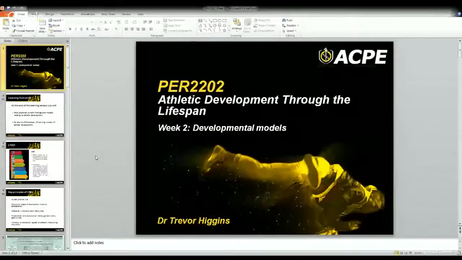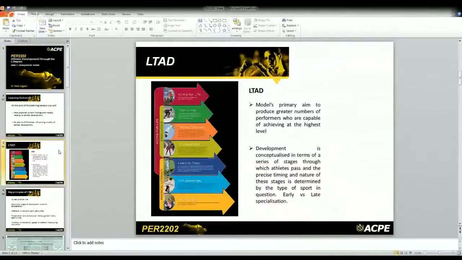Once again, we'll just have a quick share screen and we'll quickly go through this, guys. So hopefully we are all seeing this now. Yes, great. We're just looking at athletic development through the lifespan and development models. Primarily, I'll introduce you to our primary one, which is the Canadian model of long-term athletic development.